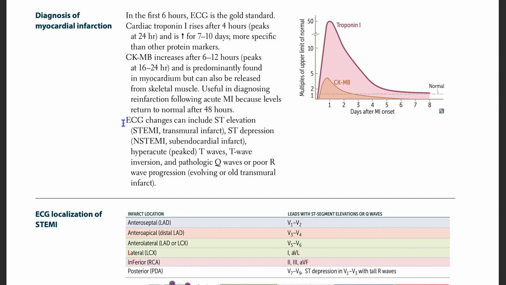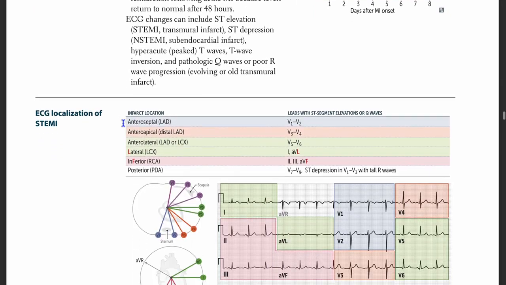ECG is the gold standard. ECG changes can include ST elevation for STEMI or transmural infarct, or ST depression, that's non-STEMI, subendocardial infarct, hyperacute peaked T waves, or T wave inversion, and pathologic Q waves or poor R wave progression, evolving or old transmural infarct.